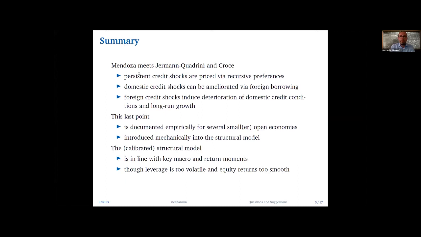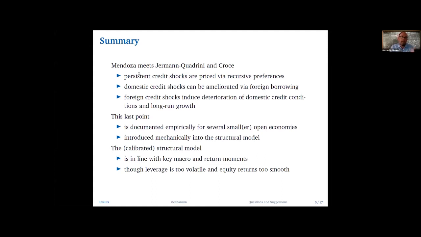And the point that I get to in terms of the structural model is that it's introduced mechanically, which is really what I'd like to see. I would have loved to see the mechanism that's going to explain structurally how foreign credit shocks transmit to domestic credit conditions and long-run growth within the economy. But beyond all that, this is measured, and this fact has been documented here, and that was for me new news and something very interesting to see.